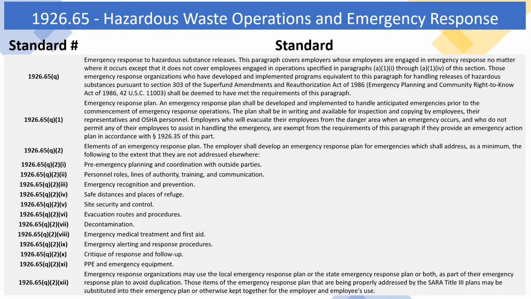1926.65 Q1, Emergency Response Plan. An emergency response plan shall be developed and implemented to handle anticipated emergencies prior to the commencement of emergency response operations. The plan shall be in writing and available for inspection and copying by employees, their representatives, and OSHA personnel. Employers who will evacuate their employees from the danger area when an emergency occurs, and who do not permit any of their employees to assist in handling the emergency, are exempt from the requirements of this paragraph if they provide an emergency action plan in accordance with Section 1926.35 of this part.